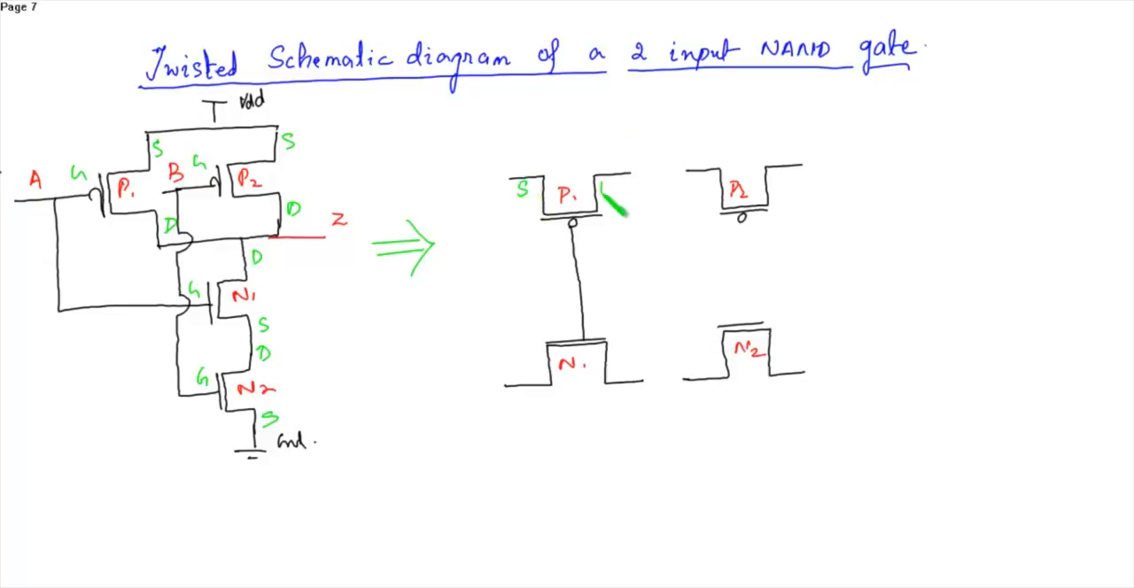This is the source, this is the drain, this is the drain, this is the source, this is the drain, source, drain and source. So now the sources of P1 and P2 are shorted to VDD, and the two drains are connected. Next, these two drains are connected to the drain of N1.